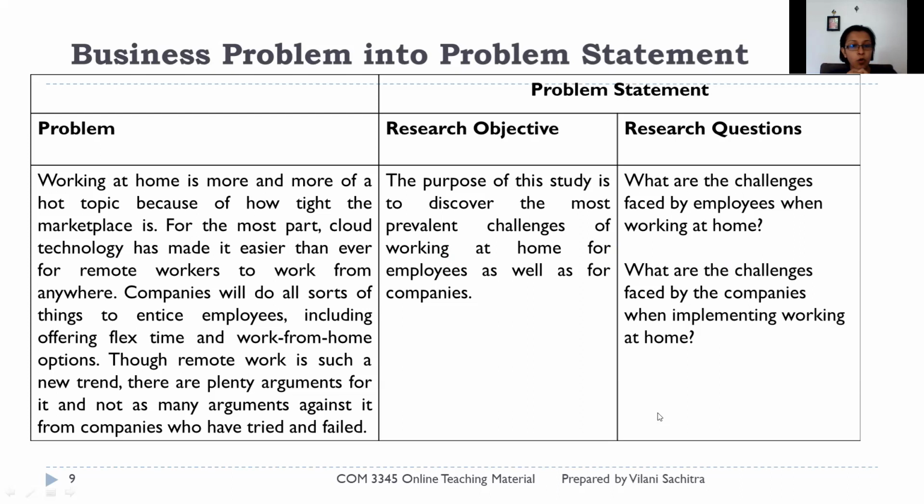So companies will do all sorts of things to entice, that means motivate, employees, including offering flex time and work from home options. Work from home means we have flexible time to work, whatever time we like, but it depends on the organization's policies and regulations. But commonly, that's the practice. Though remote work is such a new trend, there are plenty of arguments for it and not as many arguments against it from companies who have tried and failed.